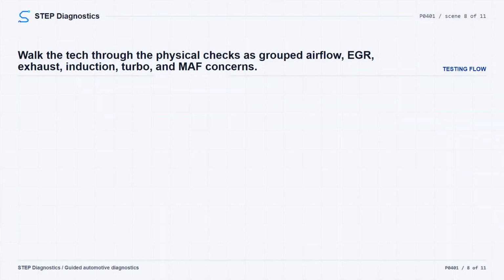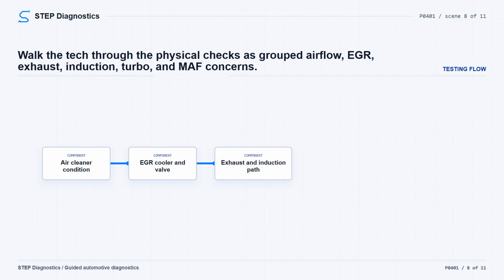Next, verify the related airflow conditions are not present. Check for an air cleaner element that is restricted or saturated with water. Check the EGR cooler bypass valve, EGR cooler, and EGR valve for restriction, binding, sticking, visible damage, or anything that would keep flow from being correct. Also look for exhaust leaks, missing exhaust components, exhaust restriction, induction leaks or restriction, a sticking or restricted intake airflow valve, and turbocharger leaks or restriction.